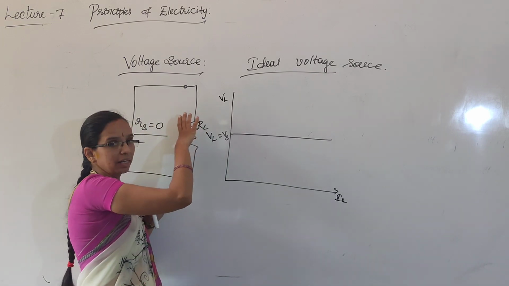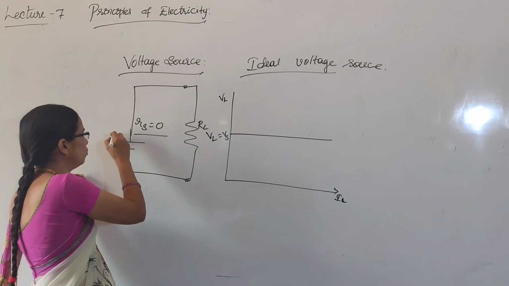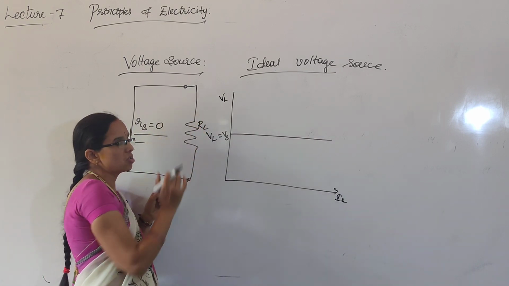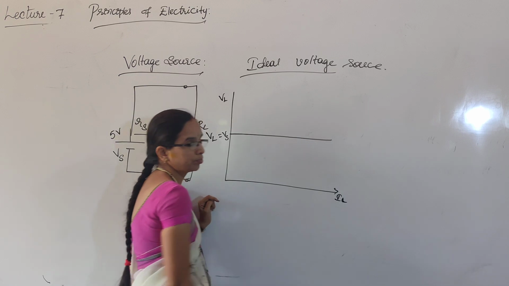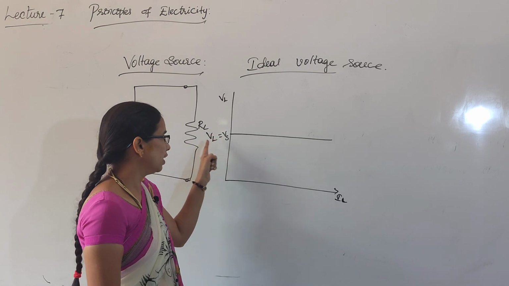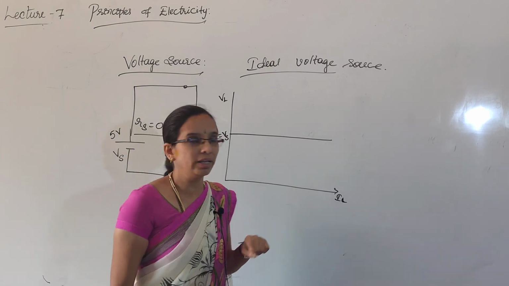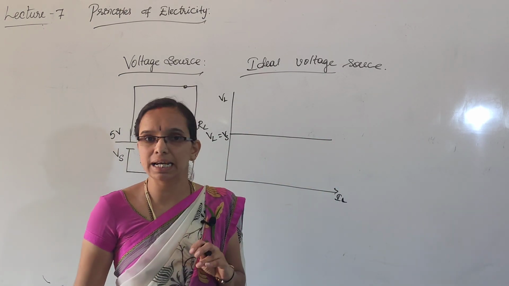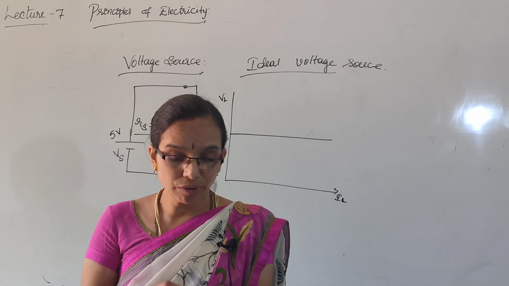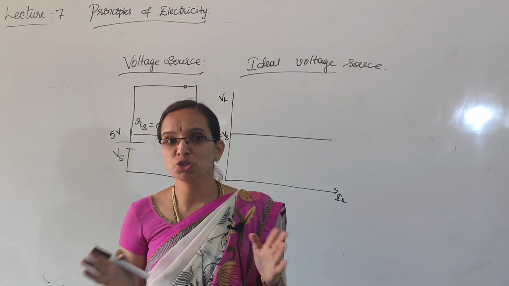From here we take the current. You can expect the complete source voltage: if it is a 5 volt battery, completely 5 volts will drop across RL. So if we draw the current-voltage characteristics in the graph, the graph will be a straight line, because here the internal resistance is 0. That is the case for an ideal voltage source, but practically we cannot expect any device to be ideal.